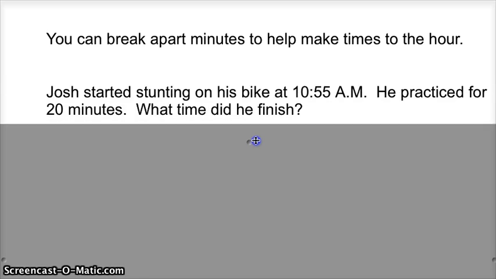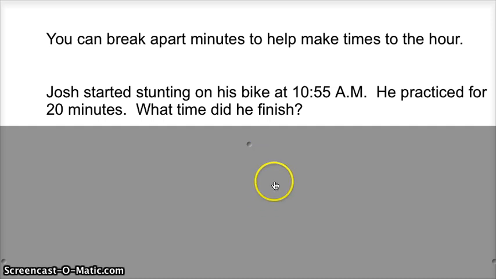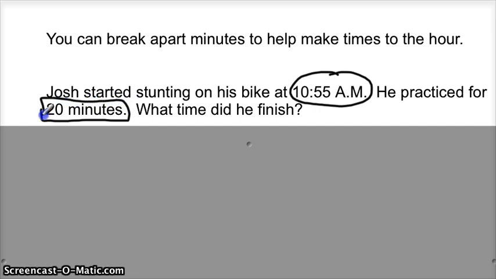Here's an example. Josh started stunting on his bike at 10:55 a.m. He practiced for 20 minutes. What time did he finish? So we know the time that Josh started, and we know how long he practiced for. This is the amount of time that elapsed. What we don't know is his ending time. So we're going to break apart minutes in order to help us make times to the hour.